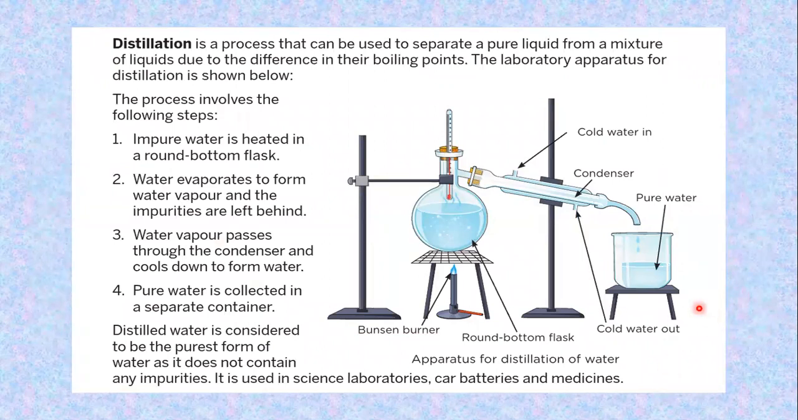Next process is distillation. Now the problem with the evaporation process is that I get back the impurity, but I don't get back the water. Right? The water is lost into the atmosphere. I want my water also back. Then we will do a process called distillation.